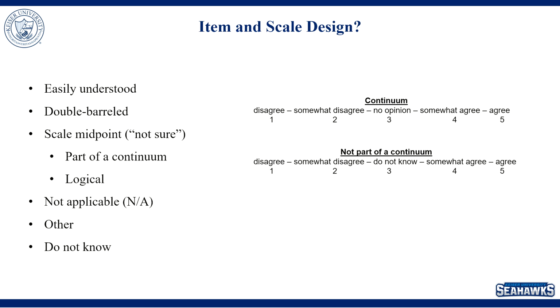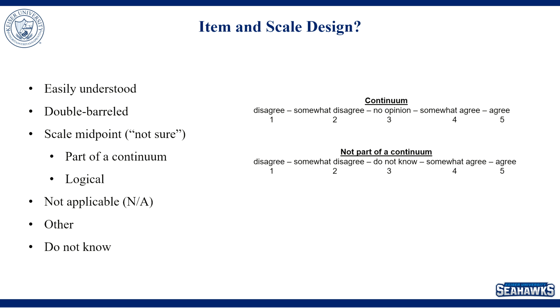Item and scale design, there's a lot to consider. We will discuss a few of those things. For instance, are the items or the question statements that are being asked or displayed easily understood, or are they confusing to the participants? Are they double-barreled, meaning are the items asking more than one thing? Are they saying, is your manager a good communicator, as well as do they show up on time? Well, those are two different things. And if it's part of one item, then that's considered a double-barreled question and can lead to unreliable results.